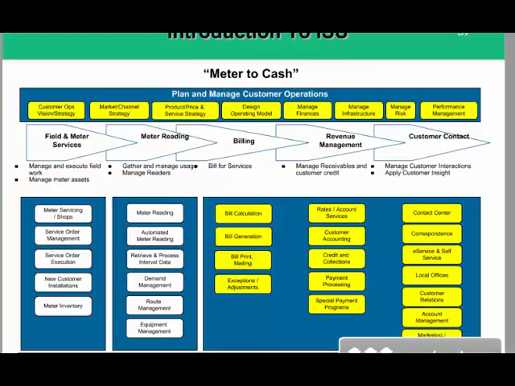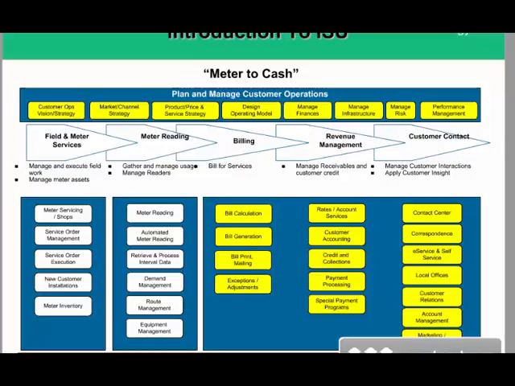This is the meter to cash process that is being covered in SAP ISU. Let's start with the field and meter services. There are meter servicing, service order management, service order execution, new customer installation, meter inventory. Then there is meter reading management: meter reading, automatic meter reading, retrieve and process interval data, demand management, route management, equipment management.